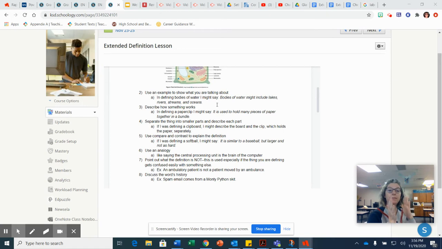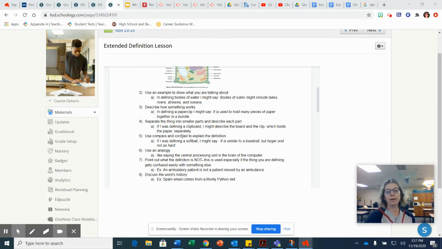You can separate the thing into smaller parts and describe each one. So if I was defining a clipboard, I might say the clipboard is made of two pieces: a board, which is the hard piece that you could use to write on, and then a clip, which is normally made of metal that opens and closes to hold the papers on the board, right? So I'm talking about each piece.